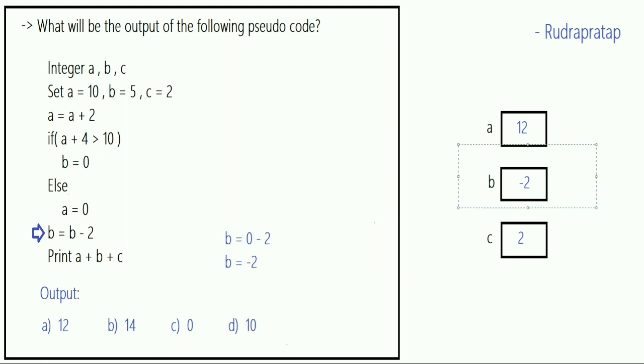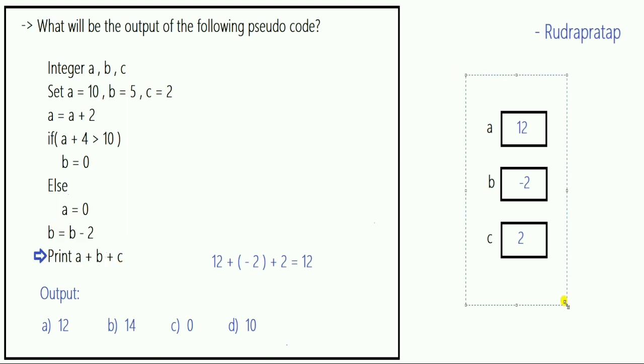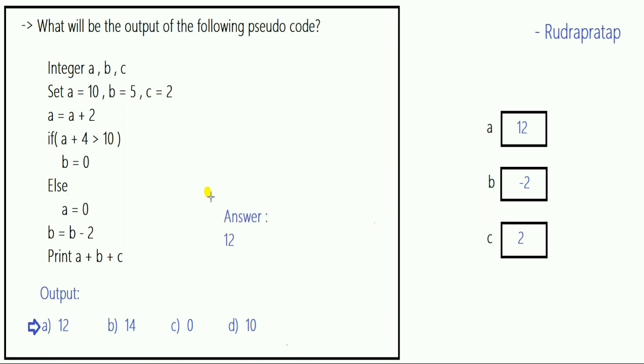After that we have a print statement which says a plus b plus c. So we have all the values here, and 12 plus minus 2 plus 2 is equal to 12. So we got our final answer, which is 12, option number A. So let's move to the next question.